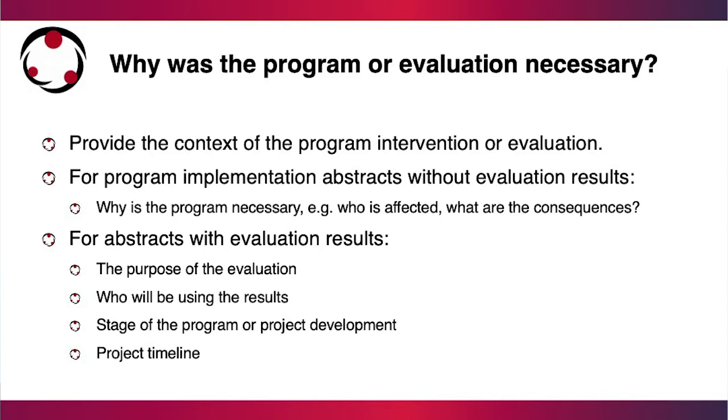It is a fine line to balance, but you want to describe why your question is important by summarizing previous research that highlights its importance, but also try to explain why that previous research is not sufficient. For program implementation abstracts, without an evaluation, make sure to provide evidence on why the program was necessary. For abstracts with evaluation results, describe the purpose of the evaluation, who should be using the results, context of the evaluation, and the evaluation timeline. This is a chance to iterate the importance of your study to the field of family planning.